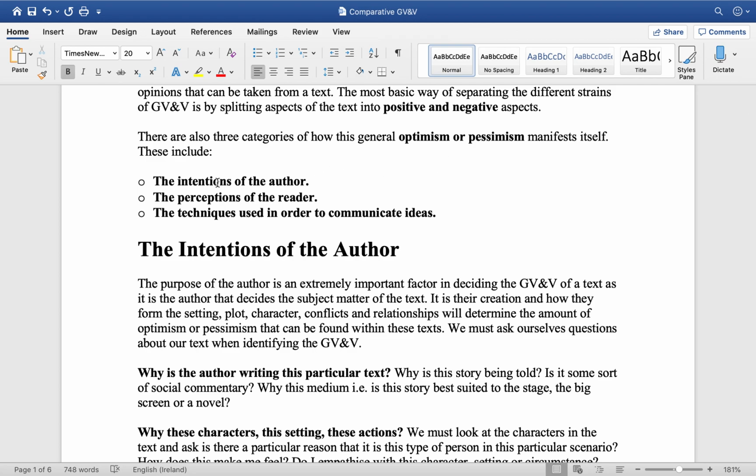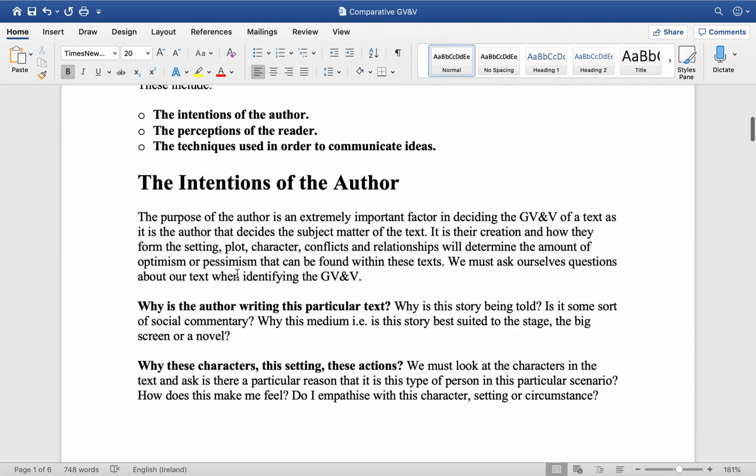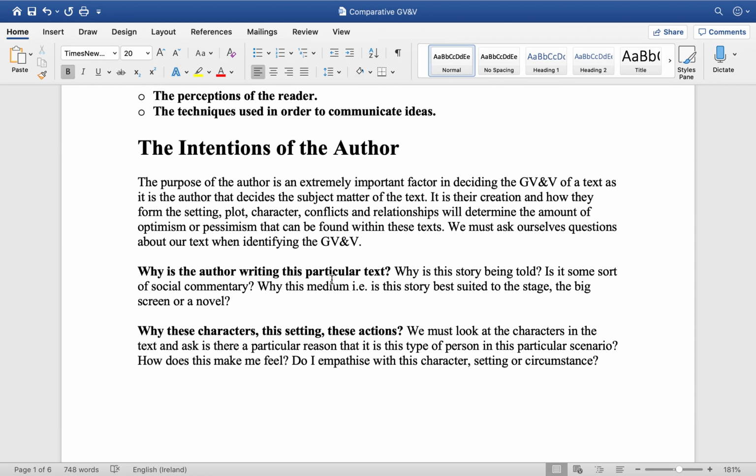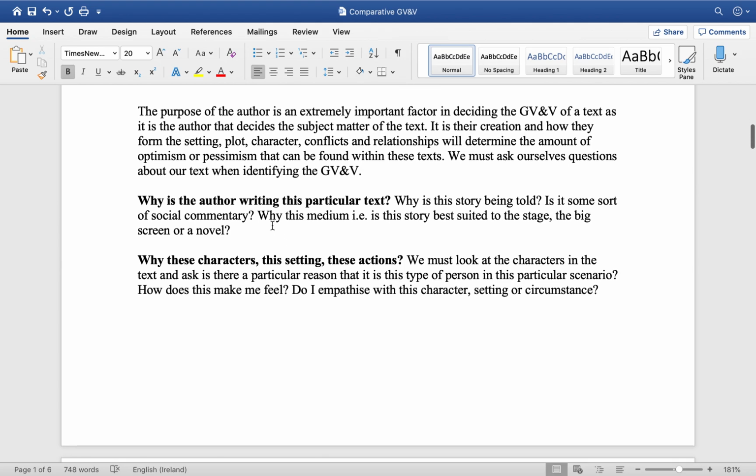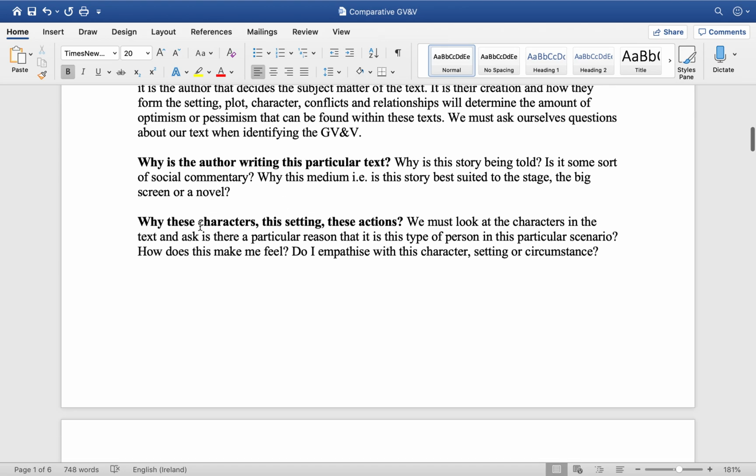But here we go. So 3 different parts, and remember, optimism and pessimism is important with each of these. The intentions of the author. How is the author framing this text? As we go through the questions here, you'll see, well, why is the author writing this particular text? Why is this story being told? Is it a social commentary? And why this medium? Is the story best suited to the stage, big screen, or the novel? Okay. Is there anything in the author's background that is dictating the story that they're telling? Why these characters, this setting, these actions?